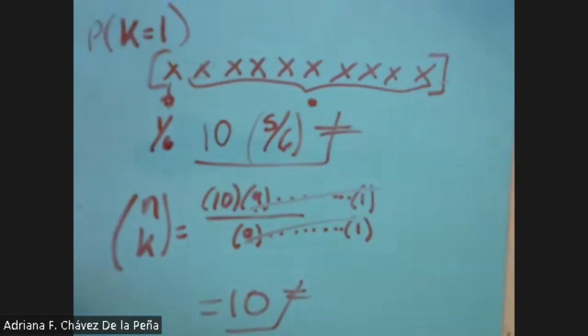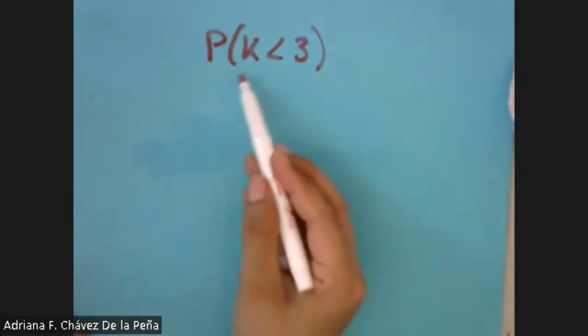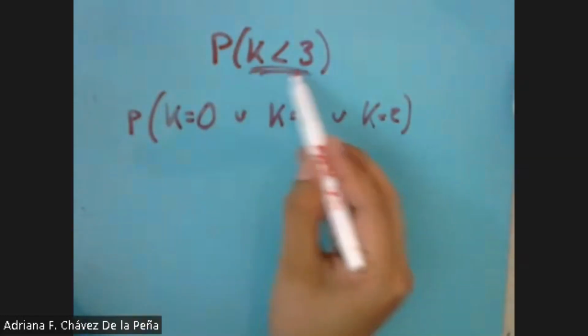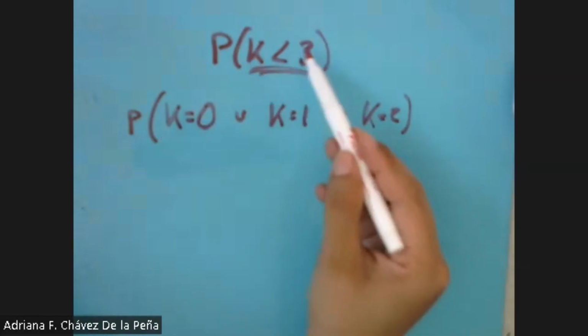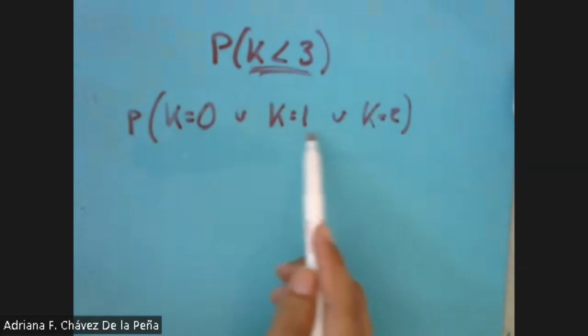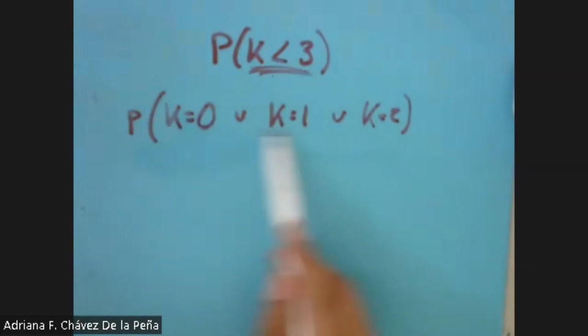And now we are able to start putting together the pieces of our puzzle. Remember that ultimately what we wanted to compute was the probability that the number of successes was less than 3. And we said that an alternative way of phrasing this exact same event is the following. Saying that k is less than 3 is the same as saying that k is equal to 0, or k is equal to 1, or k is equal to 2. We are interested in estimating the probability that this happens.